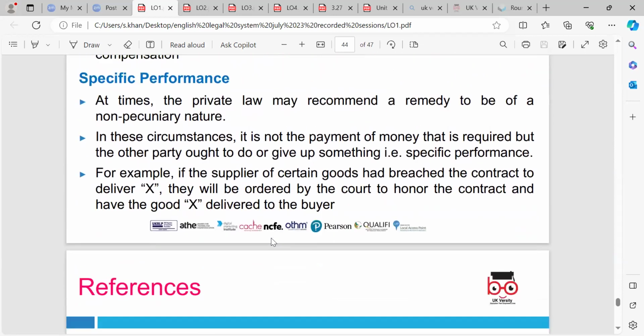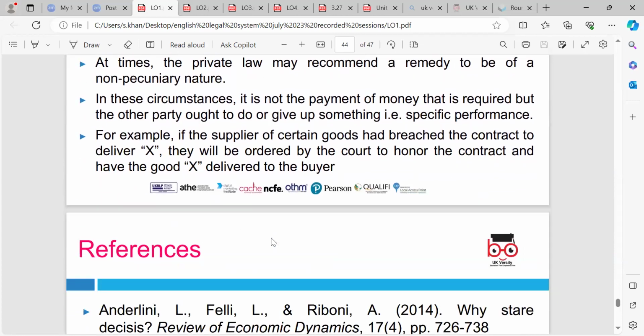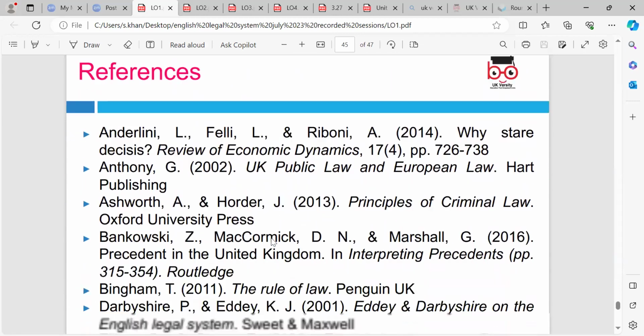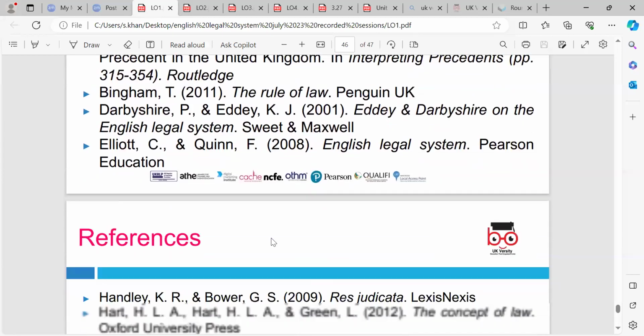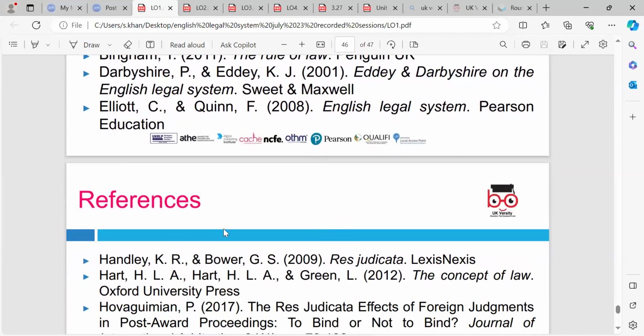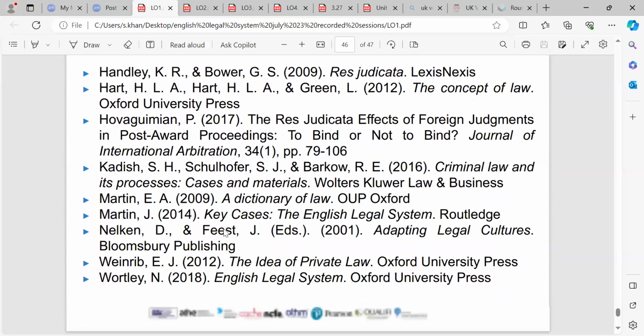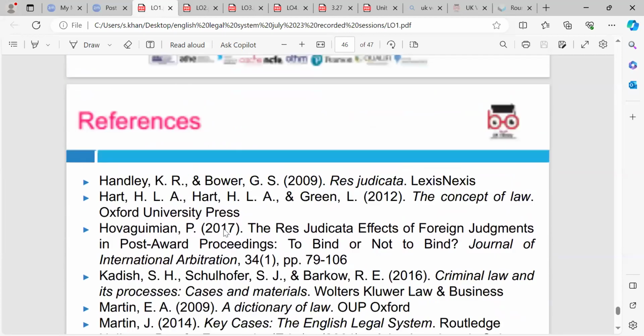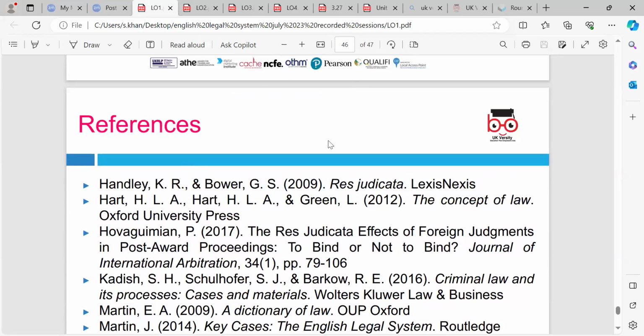And things like pecuniary nature, remedy, compensation, breach of contract, and then the references for Learning Outcome 1 and some additional journals that are on Moodle for you to look at for Learning Outcome 1. We then went on to Learning Outcome 2.